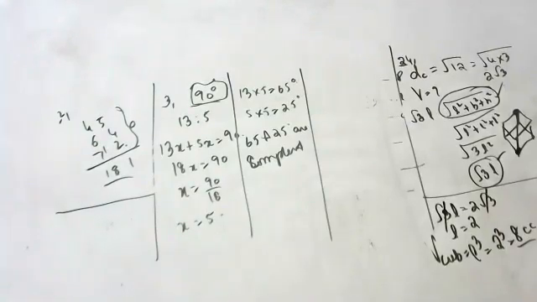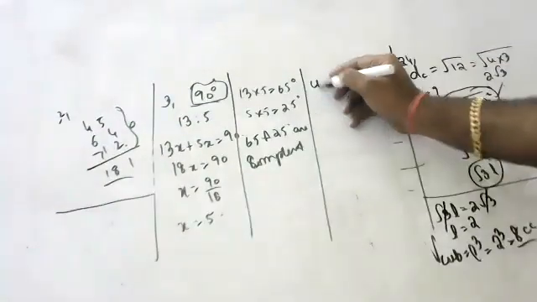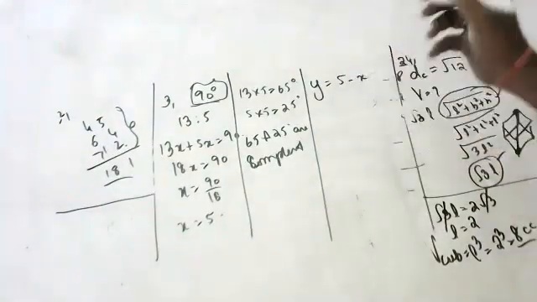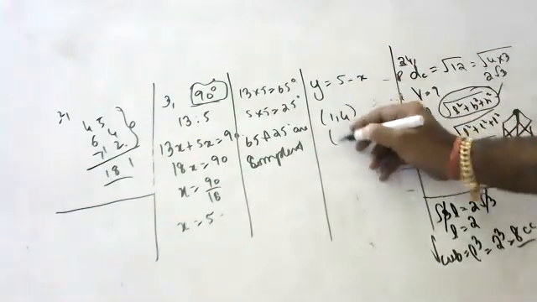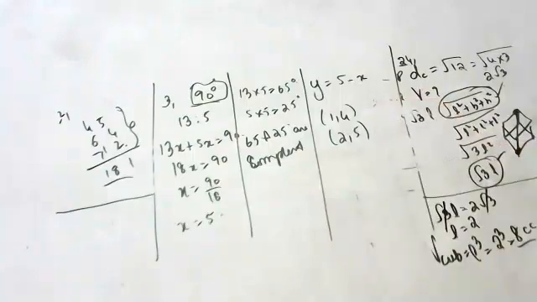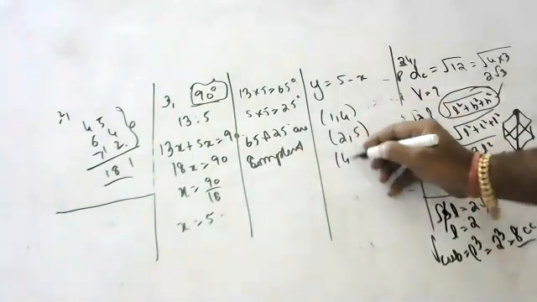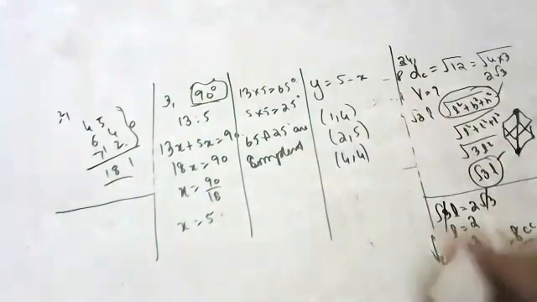Next one. Which of the following ordered pairs represents the solution to the linear equation y is equal to 5 minus x? Children, y is equal to 5 minus x, they have given. Which ordered pair is correct? One is (1, 4), another is (2, 5), another is (4, 4), and the other is (3, 1). Which of the solutions is correct?